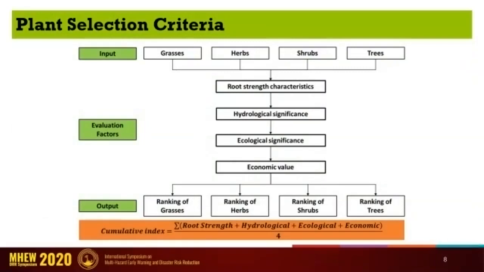After doing the evaluation against the 4 factors, a cumulative index was calculated using the equation which is highlighted at the bottom of the diagram. The index was based on a scale of 4. A cumulative index greater than 2 and the compatibility with the ecoclimatic region were considered when selecting plant species for landslide prone sites.